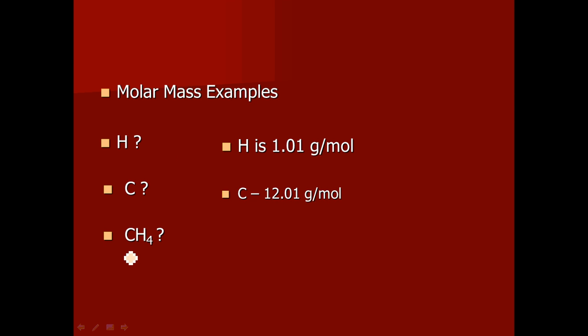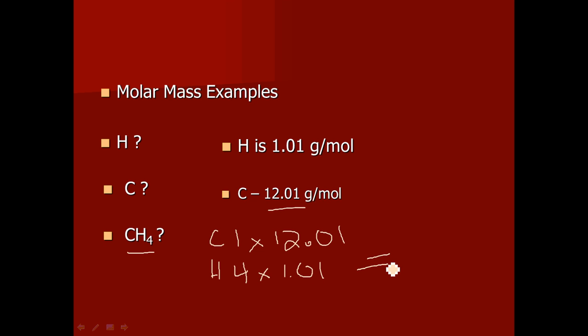If we had carbon, okay, carbon, that's 12.01 grams per mole on the periodic table. But let's say that I had CH4. CH4 isn't on the periodic table, but its components are. So I know that I have 1 carbon and I have 4 hydrogens, right? Well, 1 carbon is 12.01, right? And each hydrogen is 1.01.